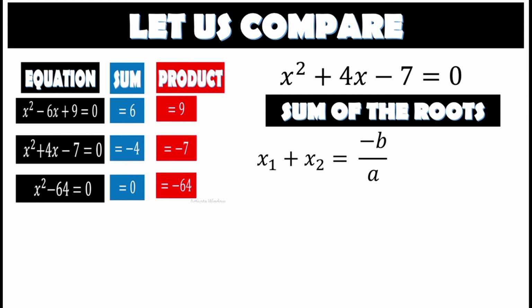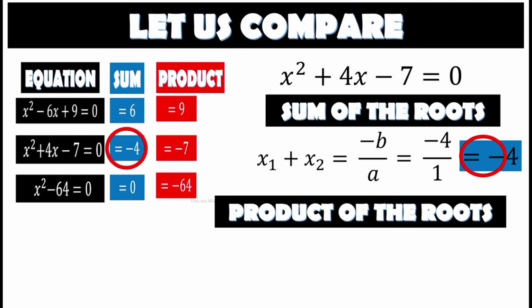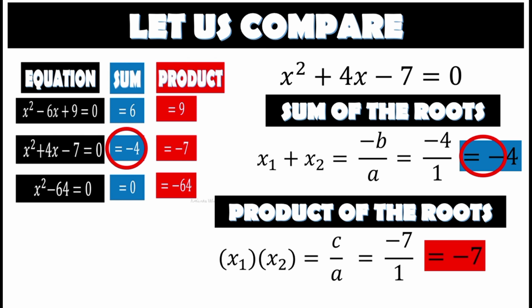Here, b is 4, so we can write negative 4 all over 1. Then the simplified form is negative 4. Comparing our answers, they are the same. For the product of the roots, again, we utilize the expression c over a. C is negative 7, and our a is 1. The simplified form is negative 7. Again, the answer is the same.